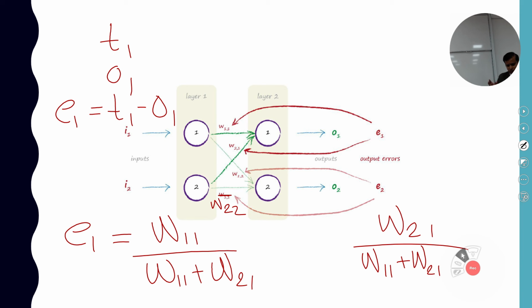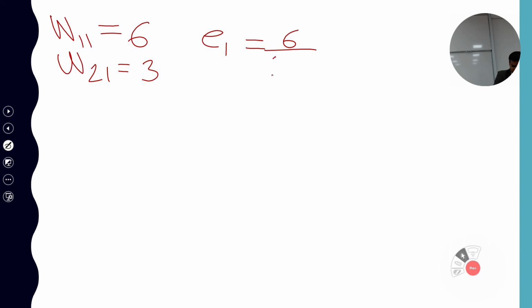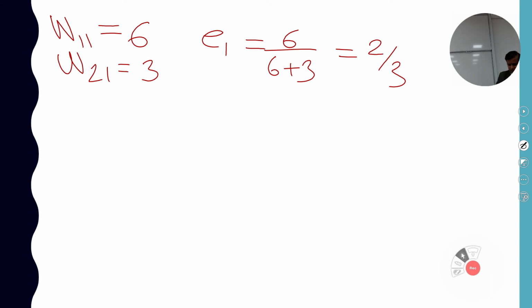Because we are splitting E1 in a proportionate way for these weights, we ought to see which weight is larger or which weight is smaller. If you recall here, we know that W11 is more and W21 is less, so accordingly you have to split things up. With this thought in mind, consider that W11 is twice as large as W21. Say for example W11 is 6 and W21 is 3. Then the fraction of E1 is 6 by 6 plus 3, which is 2 by 3. That leaves 1 by 3 of E1 for the smaller weight W21.